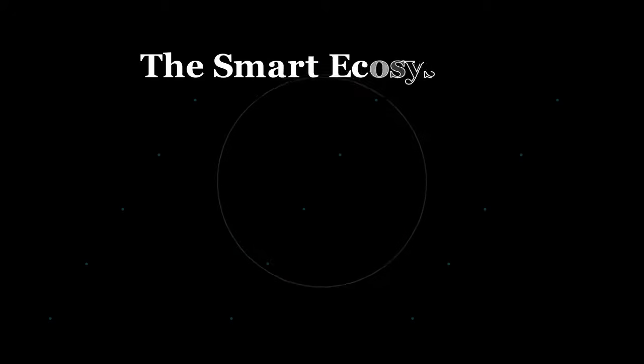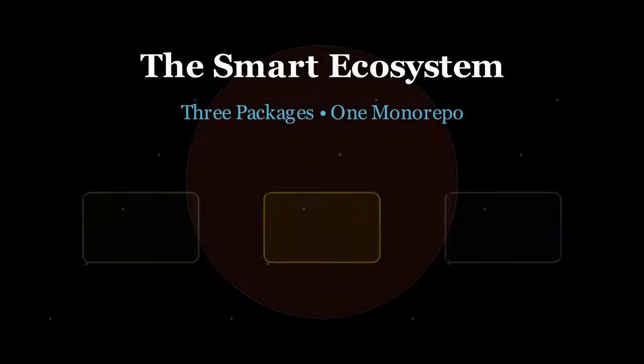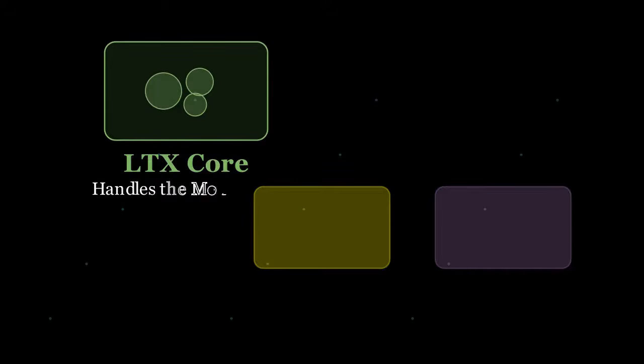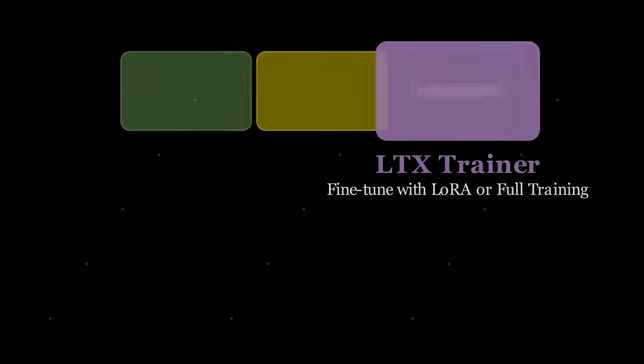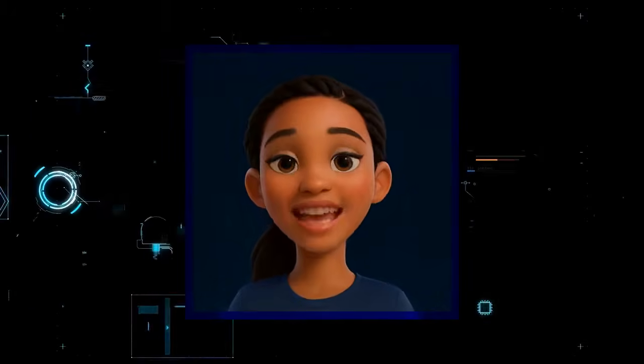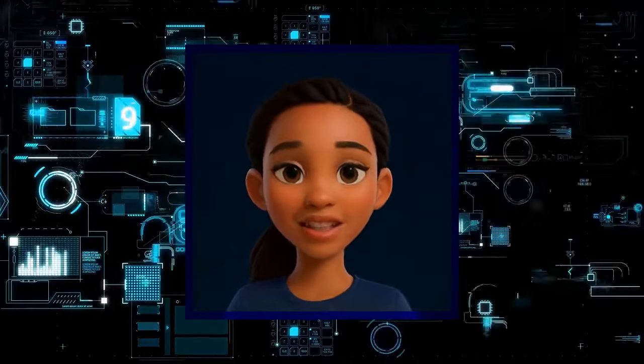The ecosystem they built is smart. 3 separate packages in one monorepo. LTX Core handles the model guts, LTX Pipelines gives you ready-to-use generation modes, and LTX Trainer lets you fine-tune with LoRa or full training. Comfy UI integration is already live for the workflow builders out there. This changes everything for indie filmmakers and content creators.